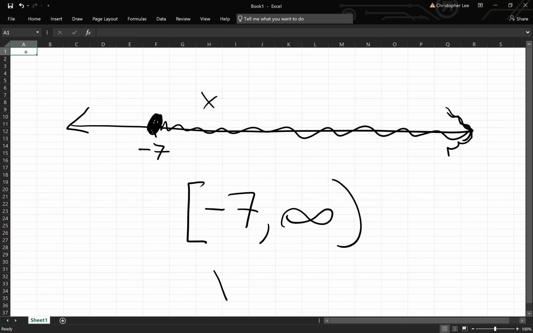So X. I'm sorry. INF. That's how you type it. INF. So using the inequalities, right? So this is X is what? Less than or greater than? Greater than or equal to what number? -7. And that's it.